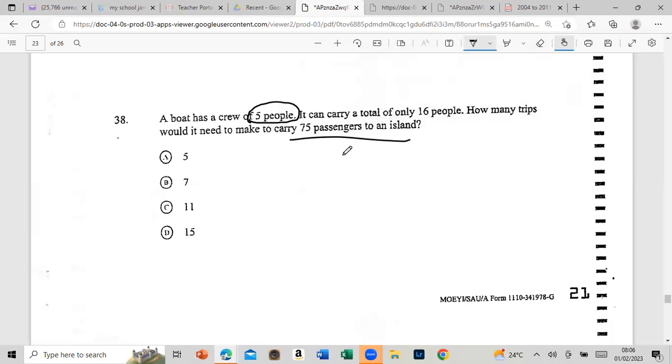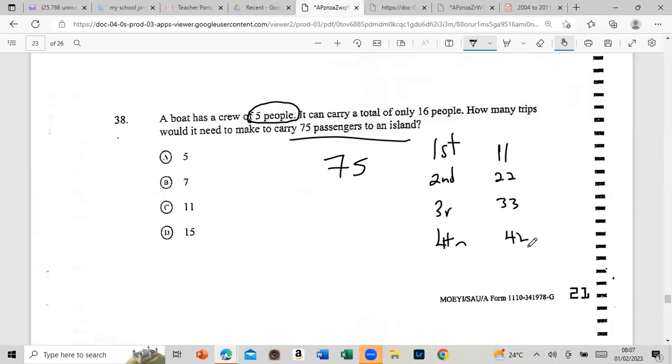So if you need to carry 75 passengers, basically it's going to be 11 of them that can carry. So your first trip, in terms of people, you might carry 11 people. Second trip, that's 22. Third trip, 33. Only 11 passengers per trip because the crew takes the 5. So that's 11 per trip. So in order to carry them, you have to get to the fifth trip.